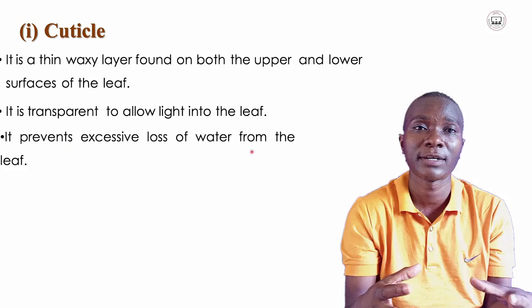Another function of the cuticle is that it prevents excess loss of water from the leaf. So it allows light to get in, and it prevents excessive loss of water from the leaf. It also protects the leaf from attack by pests, being the wax layer found on the upper and the lower surface.